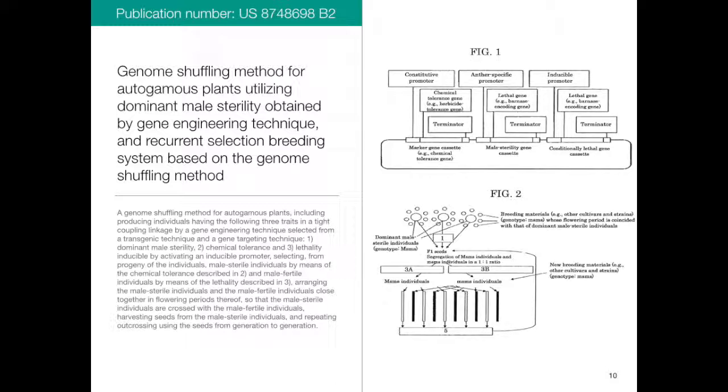1. Dominant male sterility, 2. Chemical tolerance, and 3. Lethality inducible by activating an inducible promoter, selecting, from progeny of the individuals, male sterile individuals by means of the chemical tolerance described in 2, and male fertile individuals by means of the lethality described in 3, arranging the male sterile individuals and the male fertile individuals close together in flowering periods thereof, so that the male sterile individuals are crossed with the male fertile individuals, harvesting seeds from the male sterile individuals, and repeating outcrossing using the seeds from generation to generation.